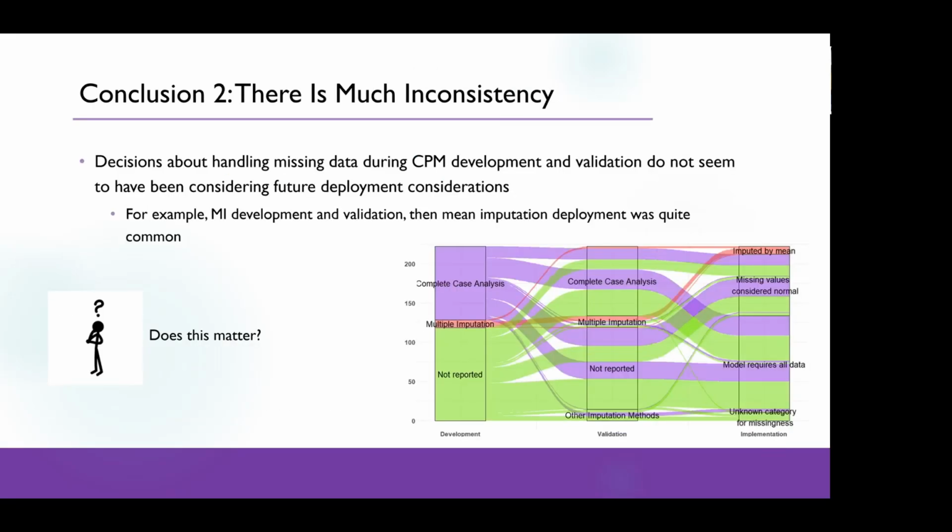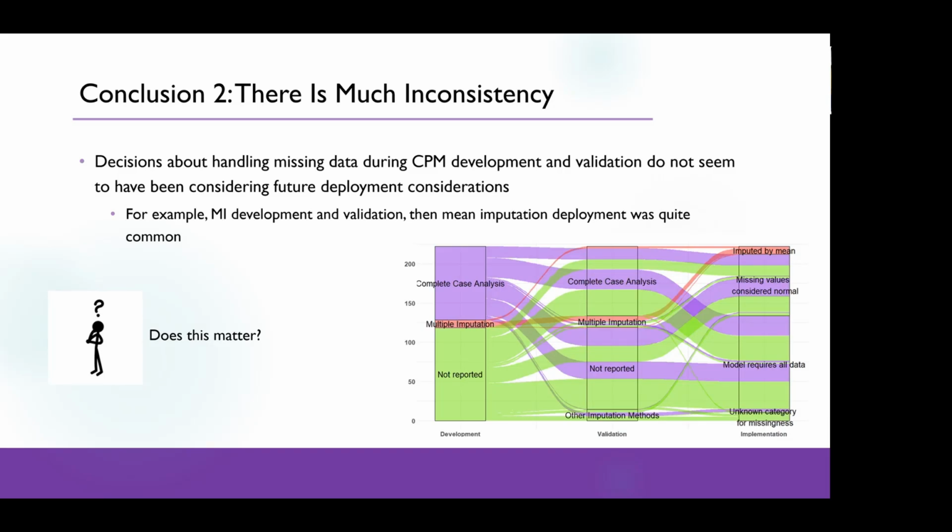The second conclusion, perhaps more specific to my talk here, is that there's a lot of inconsistency in the methods that are being used across the different stages. So, for example, if you just track the red bars of the Sankey diagram, you can see that a not insignificant proportion of papers are using multiple imputation in development and then validation. But then by the time they come to implement the model, they're just imputing those missing values using a mean.